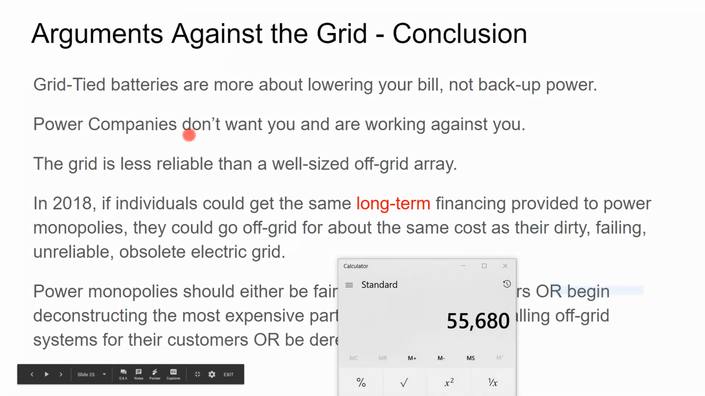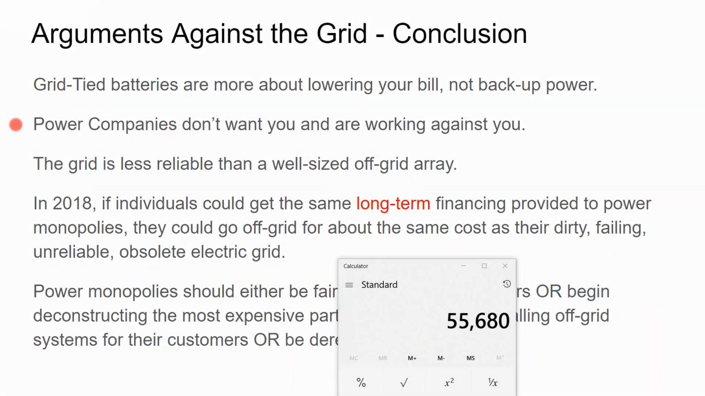On top of that, power companies do not want solar customers on their grid and will rig the rate structures against the solar customer. The grid is less reliable than an off-grid array.